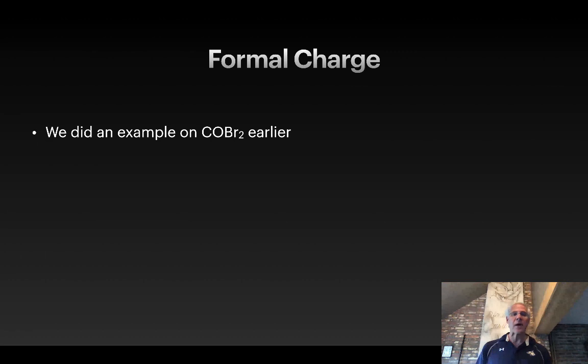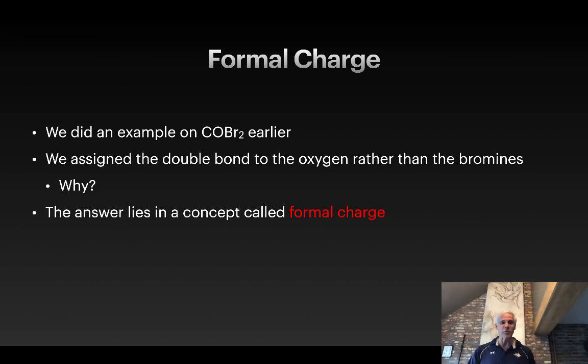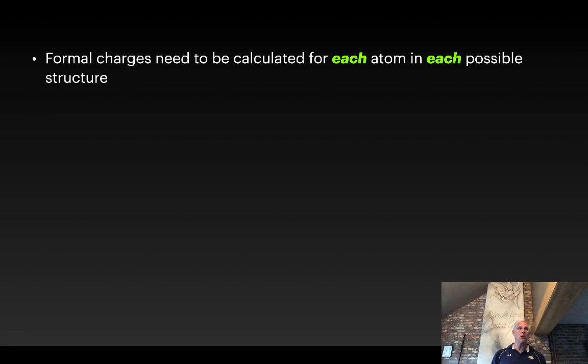In an earlier example that we did for COBr2, we saw that we put the double bond between the carbon and the oxygen. We did not put any resonance forms between the carbon and the bromine. Now, there's a reason that we did it that way, and the way that we figured that out is using something called formal charge. So what we really use formal charge for is to determine which atom can best handle a multiple bond. It tells us which structure is going to be preferred by the molecule when you have resonance. Not all resonance structures are equivalent in energy, and so formal charge helps tell us which one is going to be preferred.